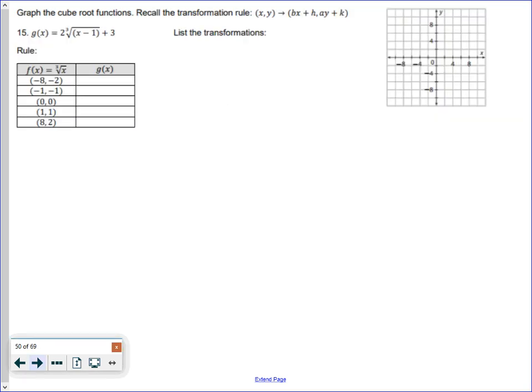All right, let's keep on going. Number 15, graph the cube root functions. Recall the transformation rule, (bx + h, ay + k). You should know that. It's very important. So what we're going to do first is figure out our transformation rule.